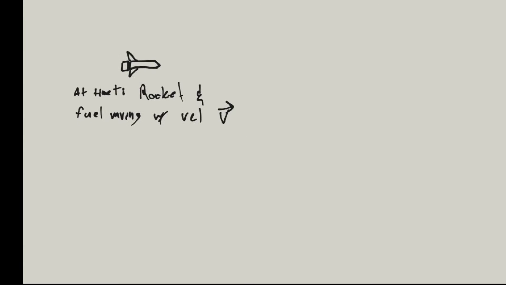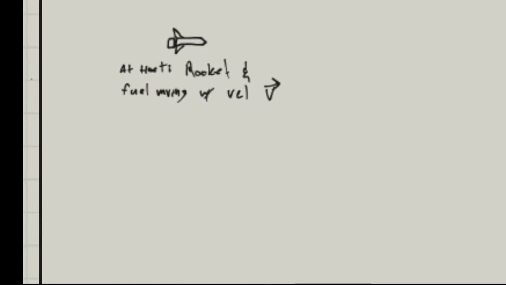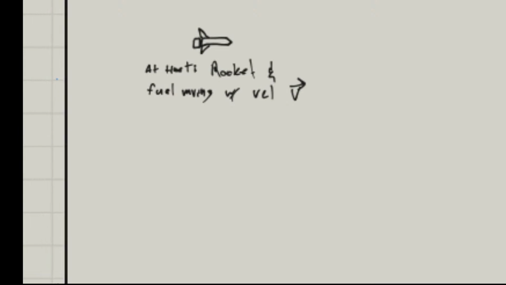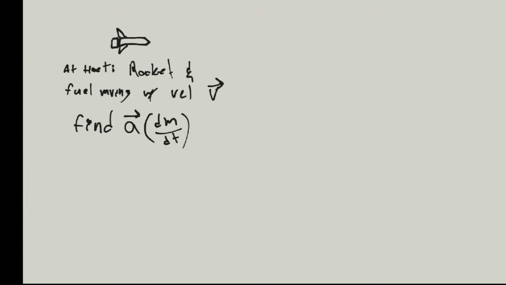Okay, so that's the information we want to find. Find acceleration. Find the function for acceleration in terms of dm over dt. In other words, in terms of the amount of fuel that's being shot out of the rocket at every moment in time. So it's not find a of t, it's find a of dm over dt. Okay? And this is actually important.